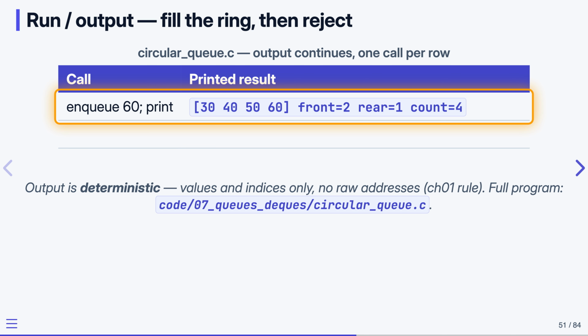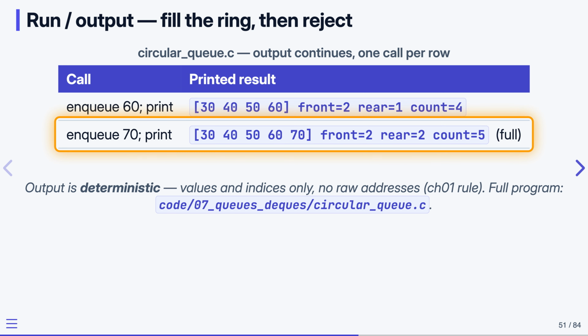Enqueue 60. Rear moves to 1, count is 4 now. Enqueue 70. Rear moves to 2 and count reaches 5. The queue is full, and notice front and rear are both 2. Front equals rear and count tells us it is full.